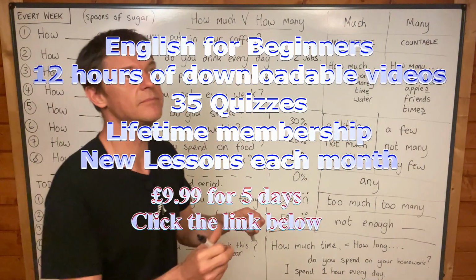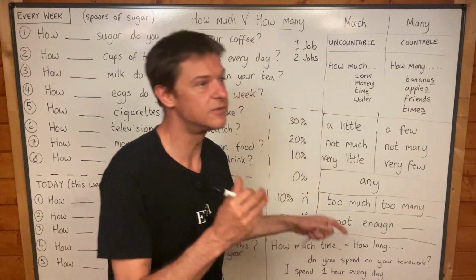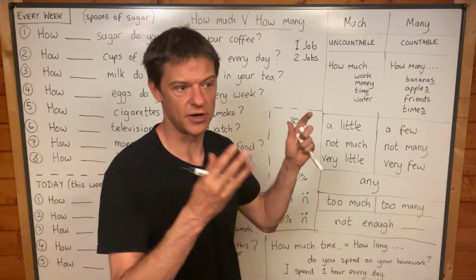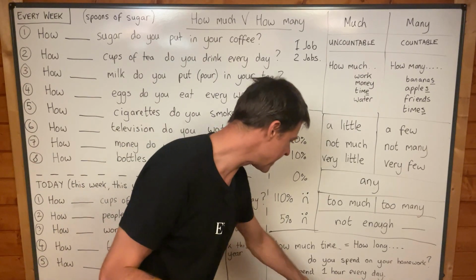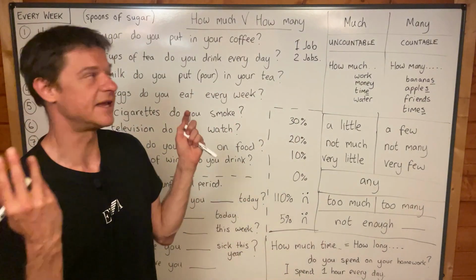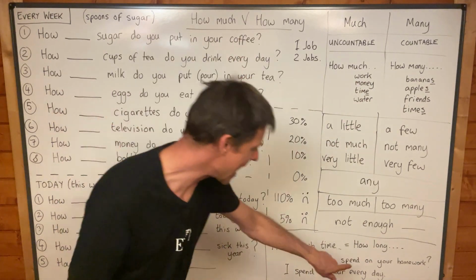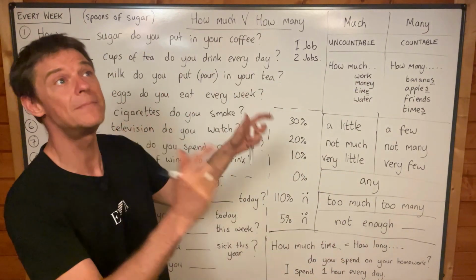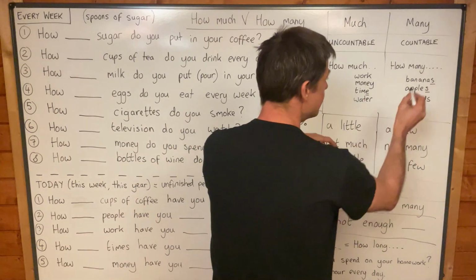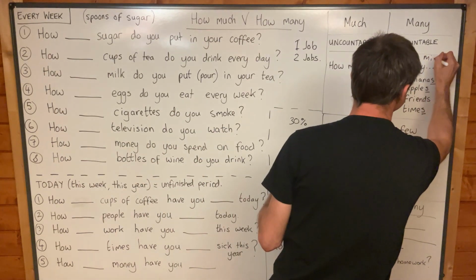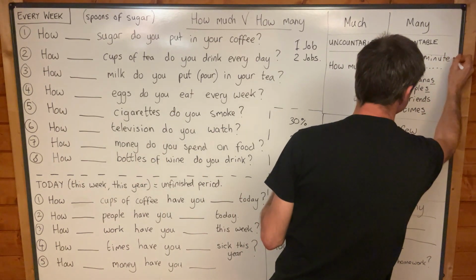How much time do you spend on your homework every day? I spend 1 hour every day on my homework. So how much time means how long. It means how many minutes. Yeah, minutes are countable. 1 minute, 2 minutes, 3 minutes.